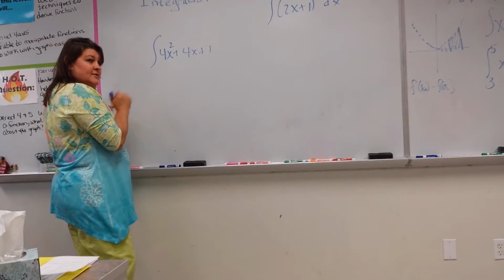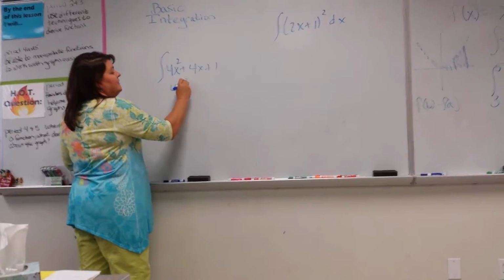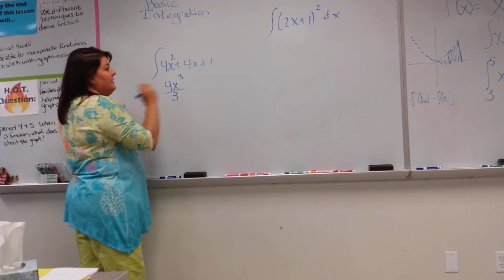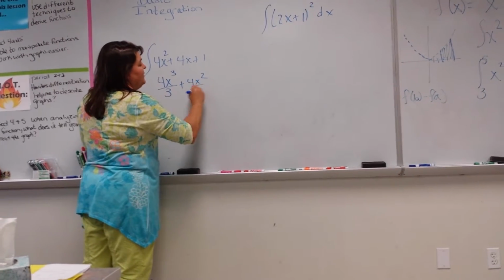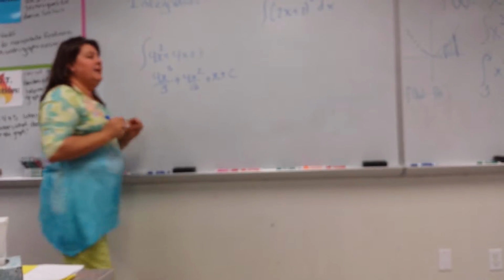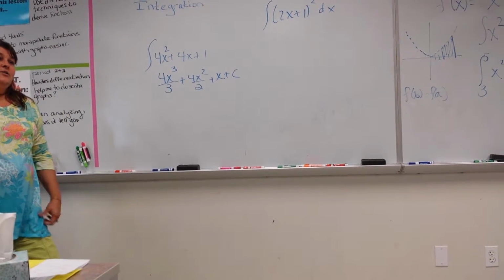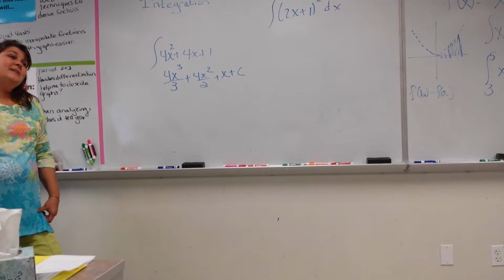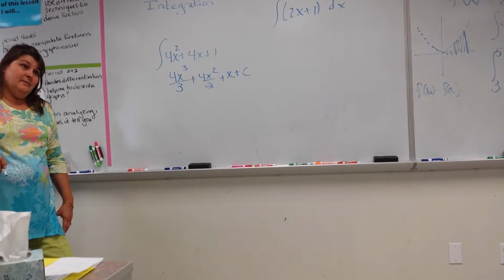So let's do that just to see it. So 4x to the third over 3 plus 4x to the second over 2 plus x plus c. Clean it up if you see fit, and you're done. That is because it's a simple square.